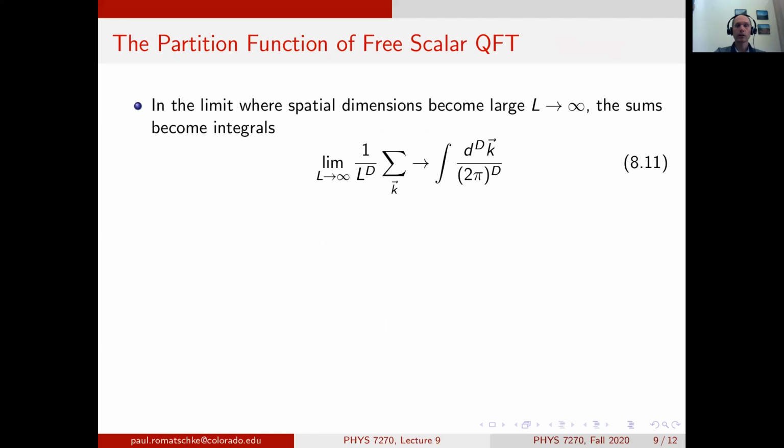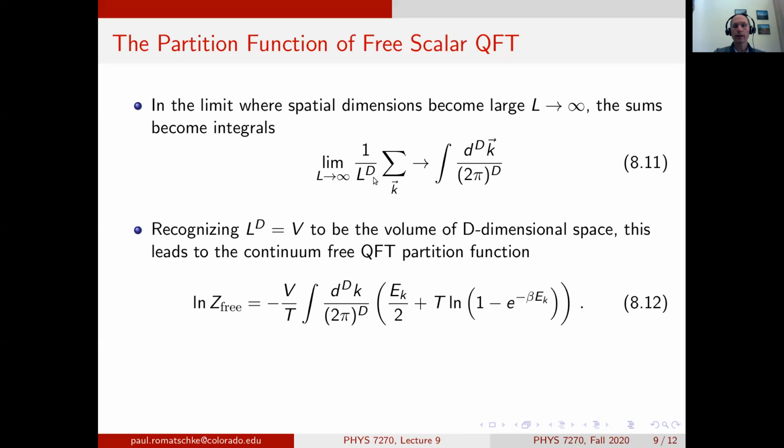In the limit where the spatial dimensions become large, so we remove the box, we make the box of infinite size, all of these sums that are over the wave vectors k just become integrals. So in the usual way, 1 over the volume times the sum over the Fourier wave numbers just becomes an integral. So all of these together becomes a d-dimensional integral over wave numbers k with the usual 2 pi measure that follows from the discrete to continuum transition.